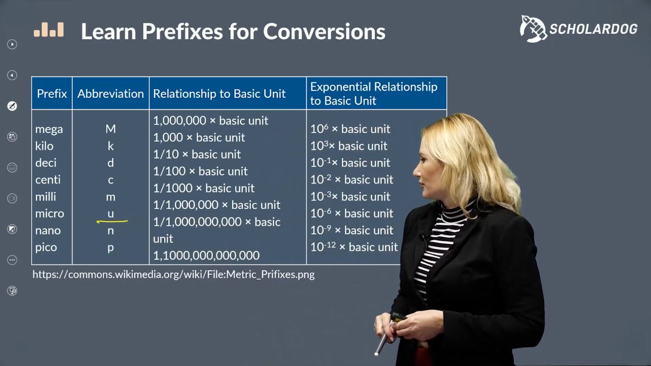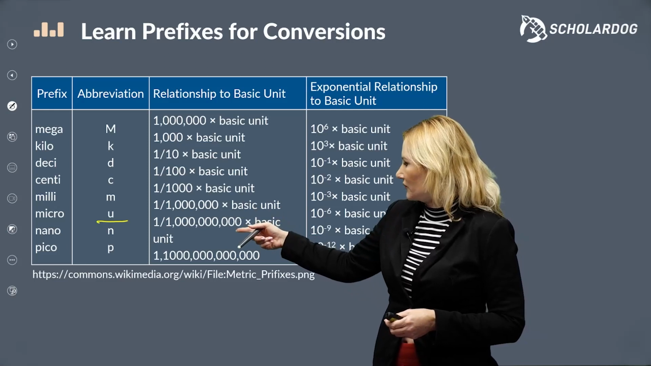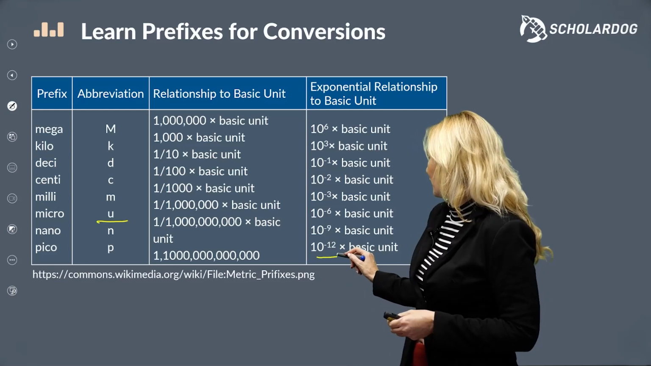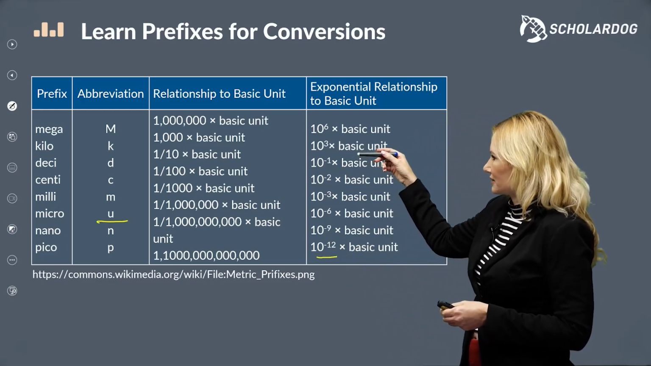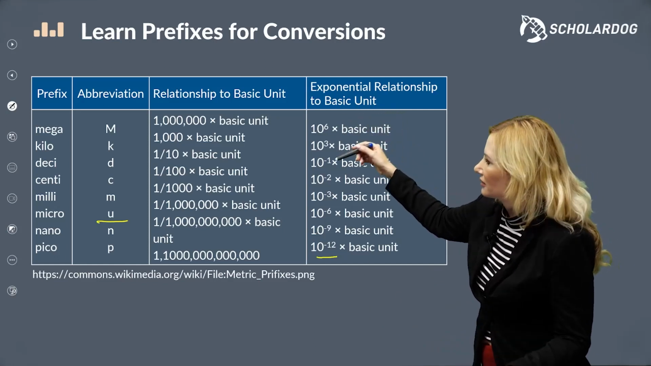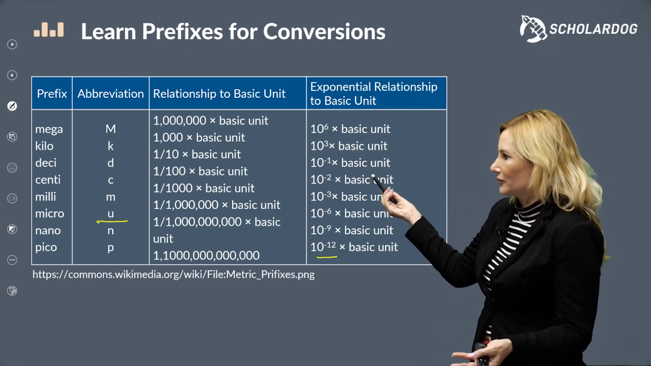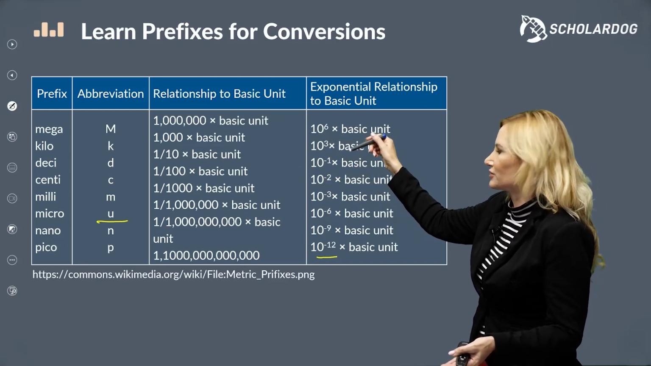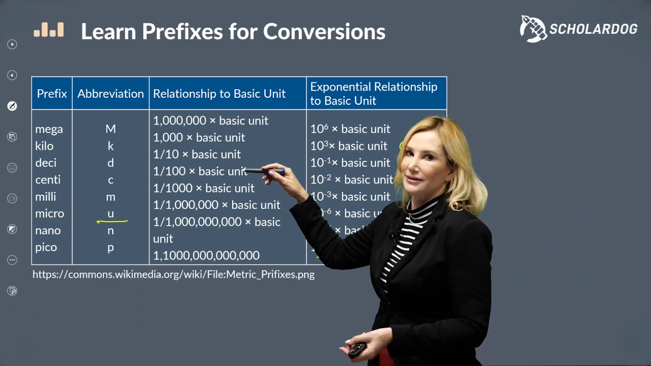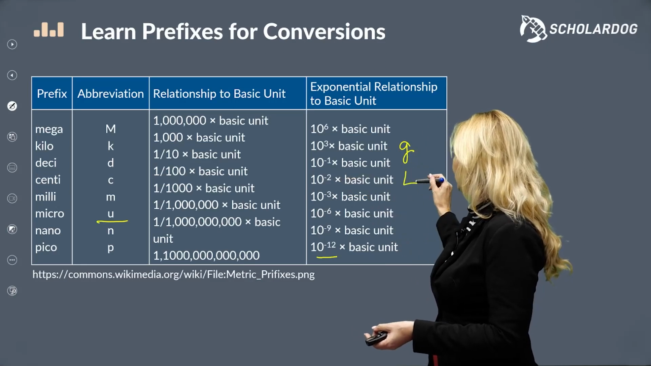A nano is 10 to the negative 9th, or 1/1,000,000,000th. And then pico goes even smaller, 10 to the negative 12th. Notice when we're doing the units, 1 mega would equal 10 to the 6th of your base unit. 1 kilo would equal 10 to the 3rd of your base unit. So if you had a gram, 1 kilogram would equal 10 to the 3rd grams. If you had 1 deciliter, it would equal 10 to the negative 1st liter.